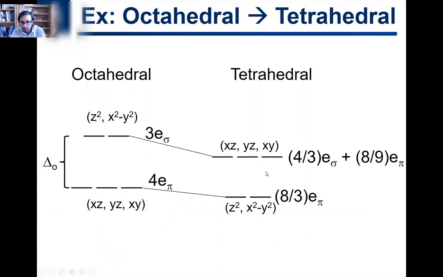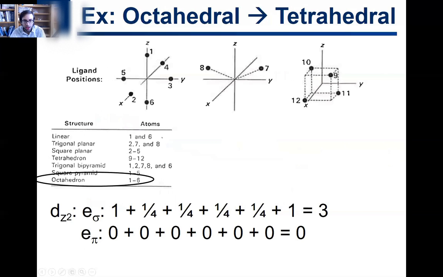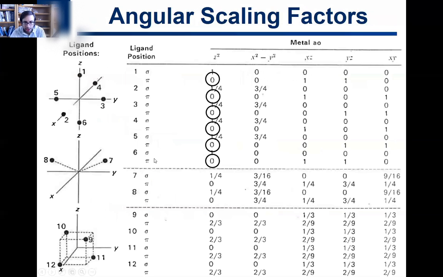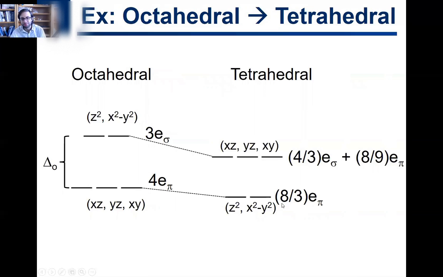Now you do the same thing with tetrahedral. And so now you're going to go here, go to tetrahedral, which is atoms 9 through 12. You go on this table and you start adding things up. Okay, z squared is going to be 0, 0, 0, 0 for E sigma, and 2/3 plus 2/3 plus 2/3 plus 2/3 for E pi. That gets you 8/3, and that's what's showing down here. So you can go through all this and just sum it up on the chart, and you're going to get these differences.